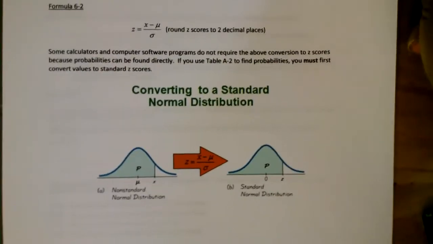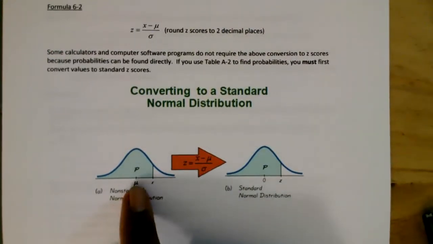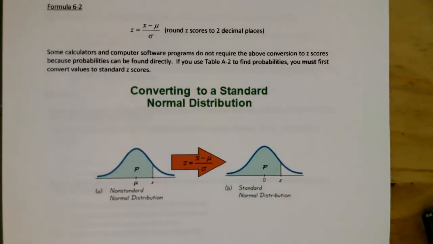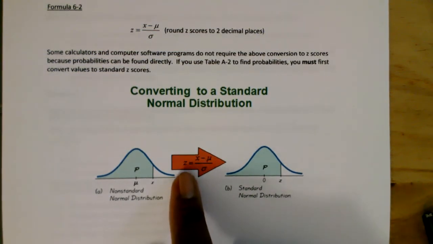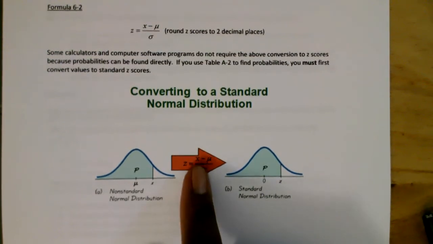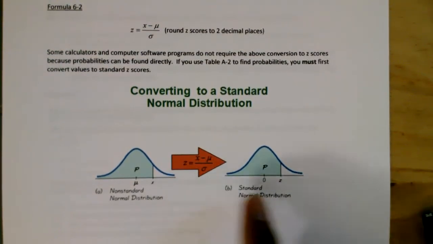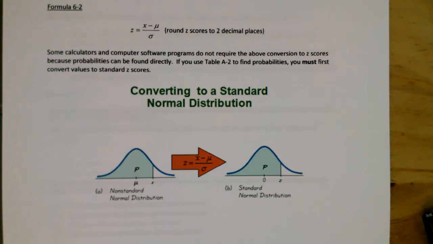On the left, you have a non-standard normal distribution where the mean and the standard deviation are different from 0 and 1 respectively. Here, when we convert using z is equal to x minus mu all divided by sigma, it would become a standard normal distribution where the mean is 0 and the standard deviation is 1. Now keep in mind your z values can be either positive or negative.